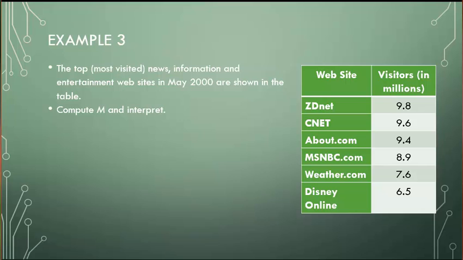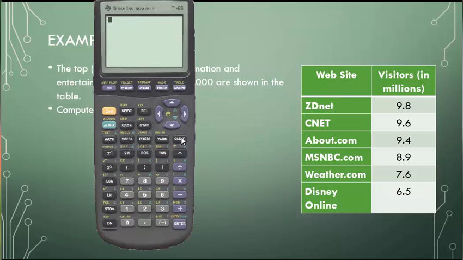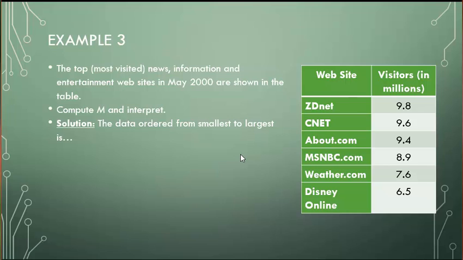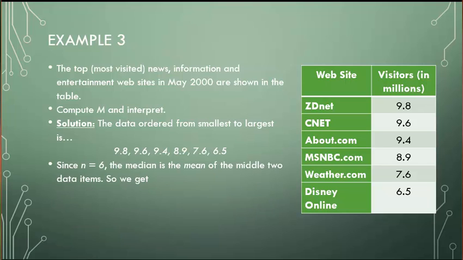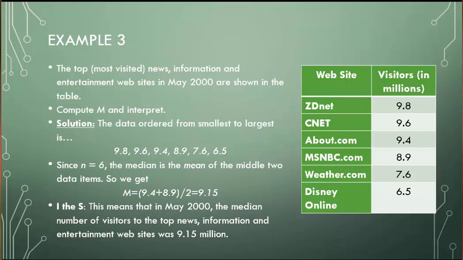So let me get my calculator. Let's go ahead and do that now. So we'll take the third data item, 9.4, add that to 8.9, divide that by 2. We have two data items there, so we get 9.15. All right, so the data is already sorted. There it is. And we want the mean of the two middle data items, and we get 9.15.